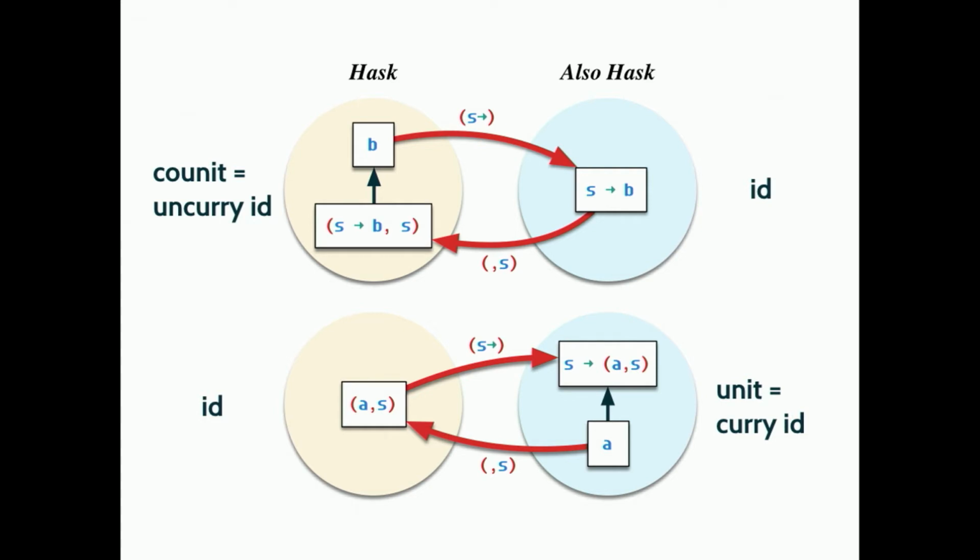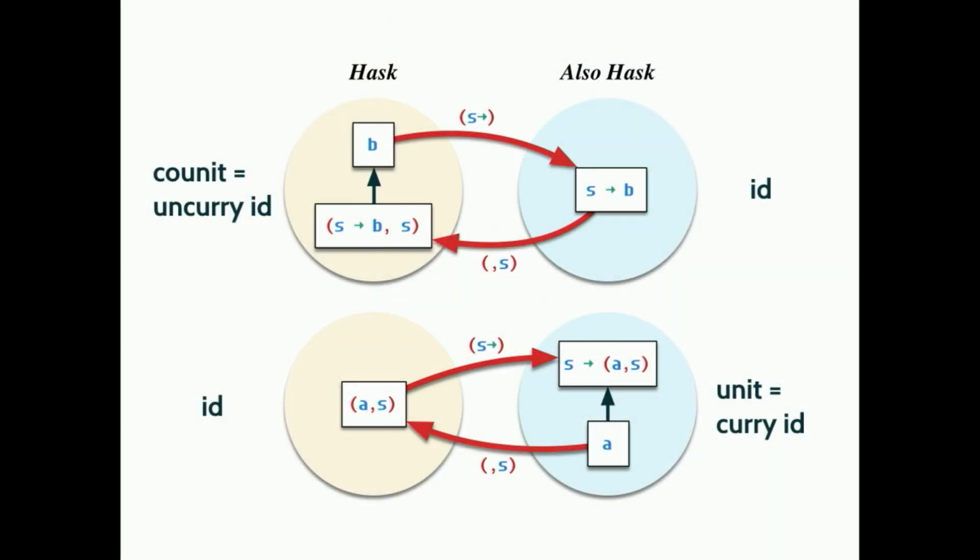And then on the other side, if we have the identity on pairs, a comma s, it's going to take an a and an s, and it's going to return the same a and s. And if we curry that identity function, we're going to get a unit, which takes an a and returns a function that takes an s, and returns that a together with that s. It's pretty simple. The implementation is obvious, sort of.